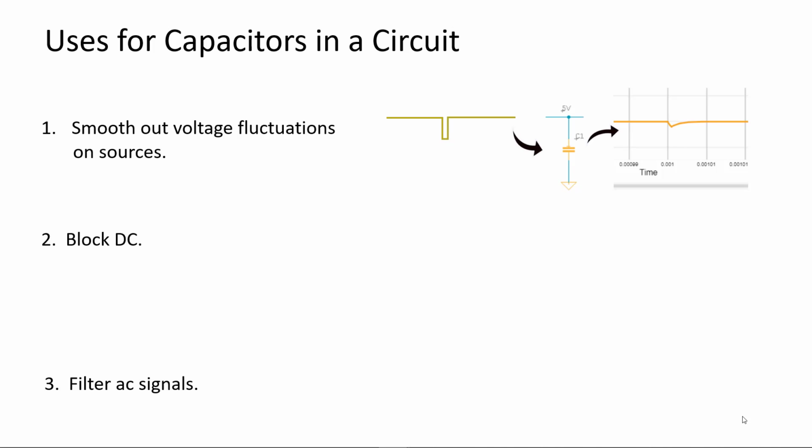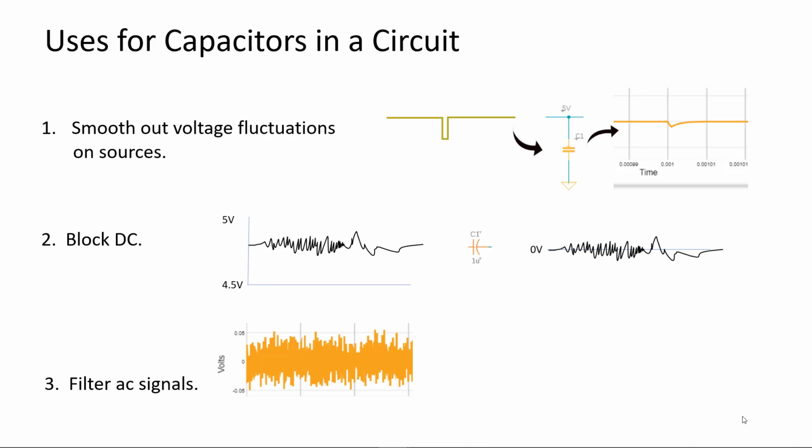We've also seen how caps can block DC in a signal and pass only the AC portion of a signal. Because the capacitor couples over the AC signal to other parts of a circuit, this cap is often called a coupling cap. Lastly, we showed how capacitors combined with resistors can filter out signals, giving us the frequencies that we want.